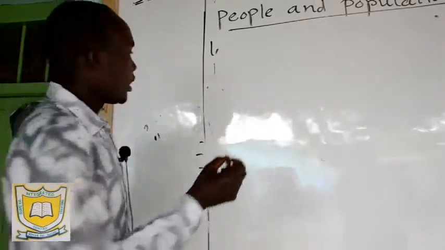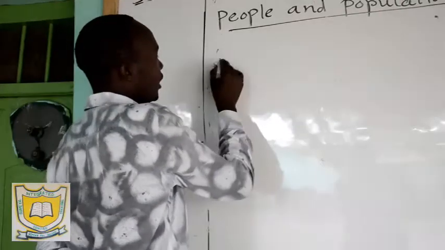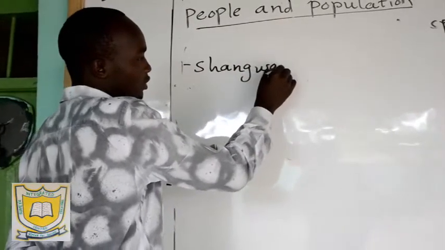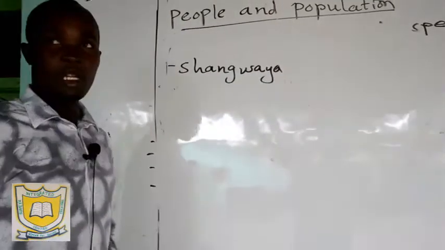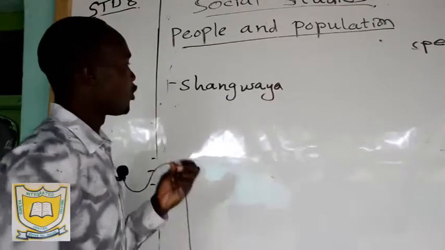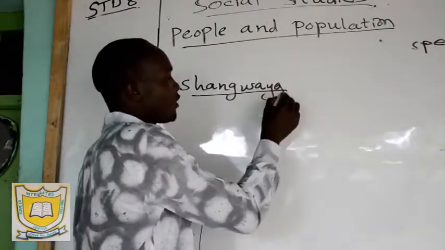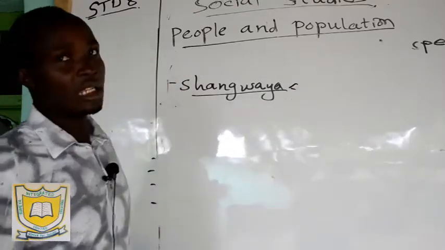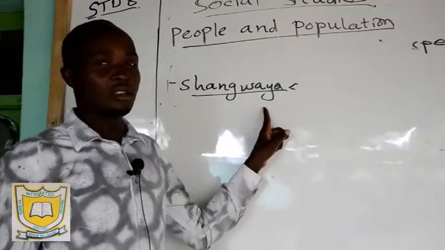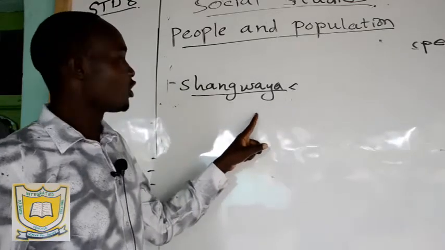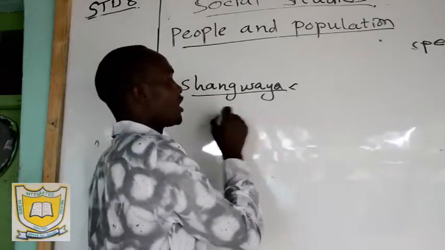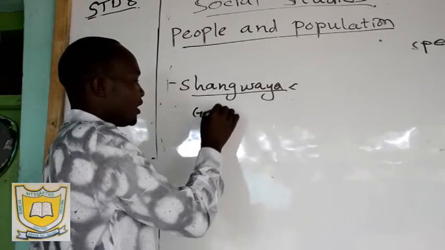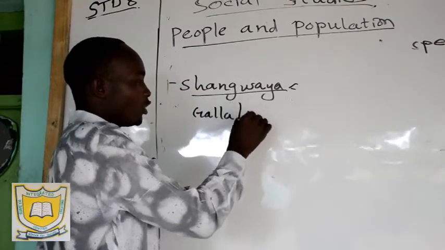Now, after migration, the Bantu settled at a place called Shungwaya. So the Bantu came and settled at a place called Shungwaya, which I think is found in Kenya at the lower part of the country, near Taita Taveta County. You will find the Shungwaya there. Here the Bantu interacted with the Kushites, those are the Gala, or you can call them Oromo.